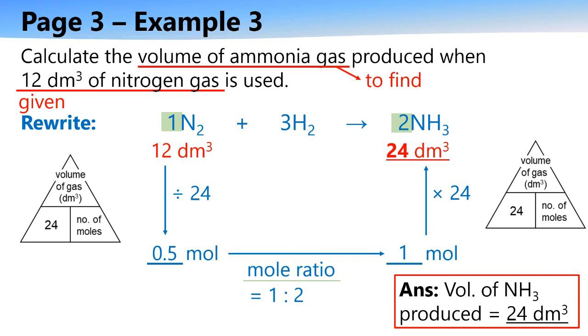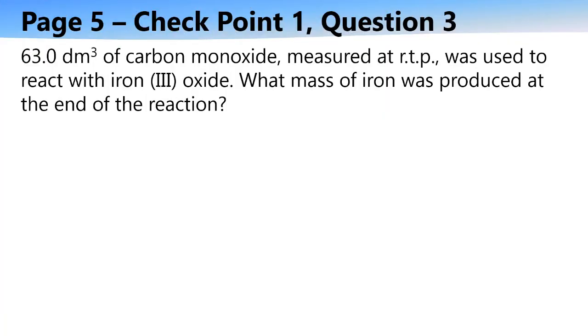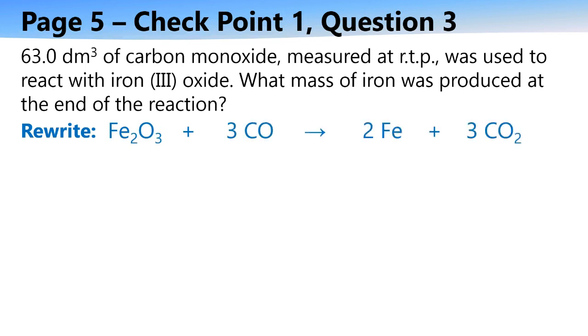Before I let you all practice on your own, I will go through one more example for you. Since this is a new thing, I will give you more examples so you can try the questions better later. So turn to page 5 of checkpoint 1, question 3. We have 63 dm cubed of carbon dioxide measured at room temperature and pressure was used to react with iron 3 oxide. What mass of iron was produced at the end of the reaction? Once again, I will rewrite the equation, giving a lot of space so that I can do the junction method.